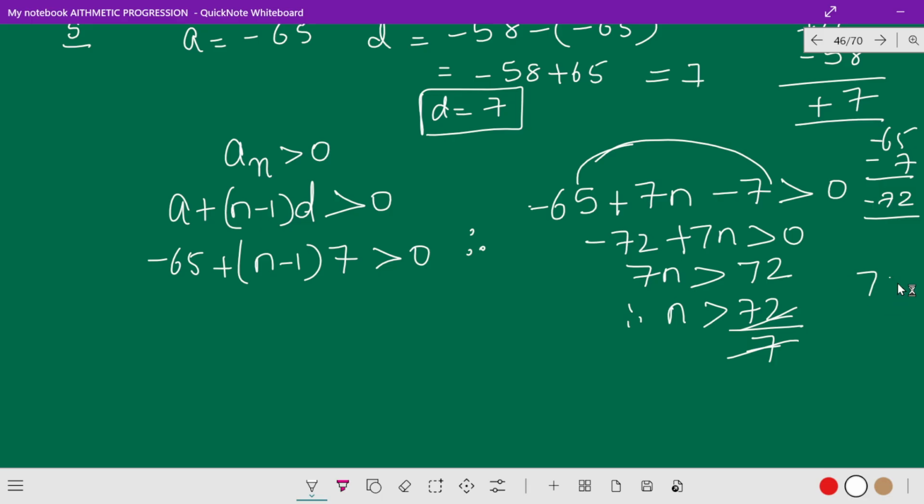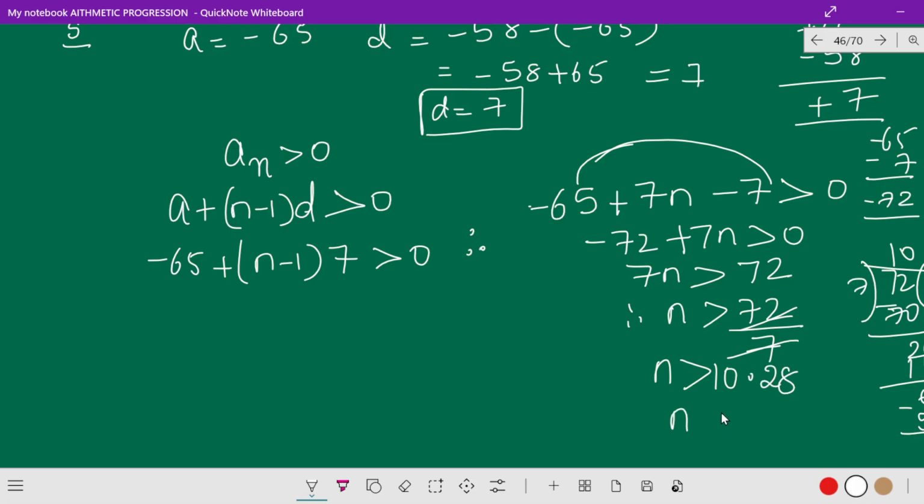Let us divide 72 by 7. 7 tens are 70, 2 remaining. Put a decimal point, take 0. 7 twos are 14, remaining 6. 0 again. 7 eights are 56, again we get 4. So n is greater than 10.28.